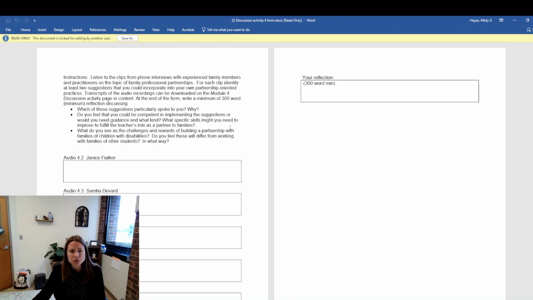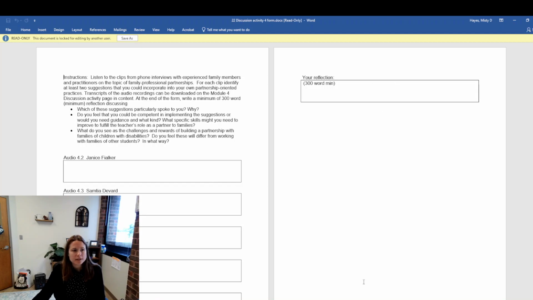That's a multi-part question. The other question or prompt that has multi-parts is the last question, which just says, what do you see as the challenges and rewards of building a partnership with families who have children with disabilities? And do you feel these differ from working with families of other students? And in what way? Okay, so there's a minimum of 300 words for your reflection part.